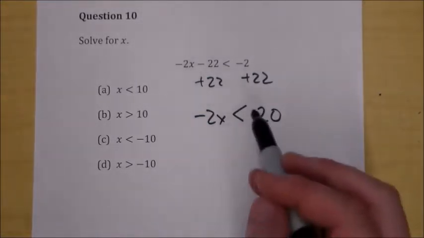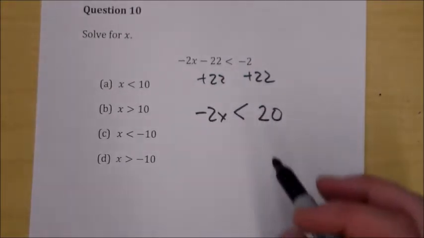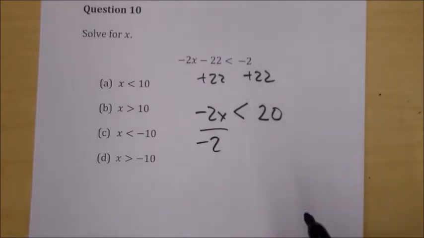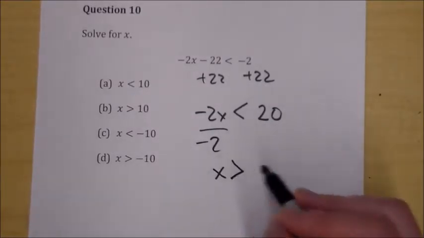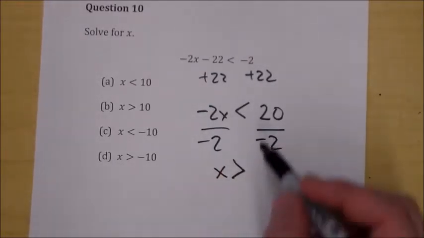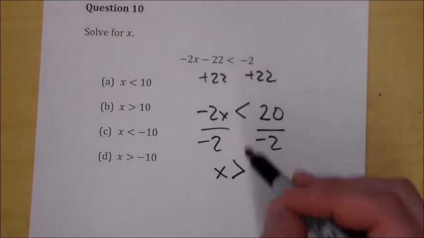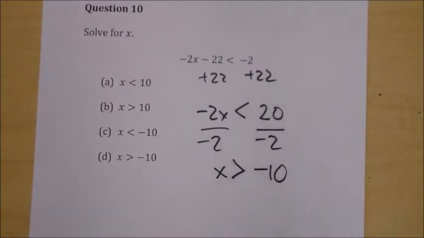But here's the trick. If this wasn't a negative, we could leave this inequality alone, but because we are dividing by a negative 2, we have to actually flip that around. When you divide or multiply by a negative, this sign swings around, and you have x is greater than negative 10.